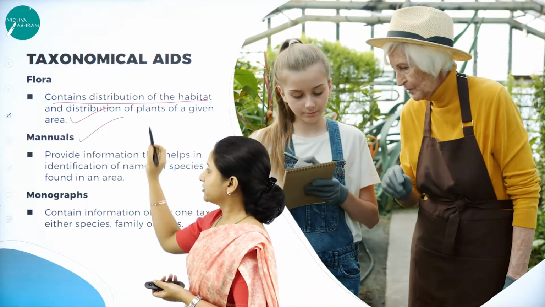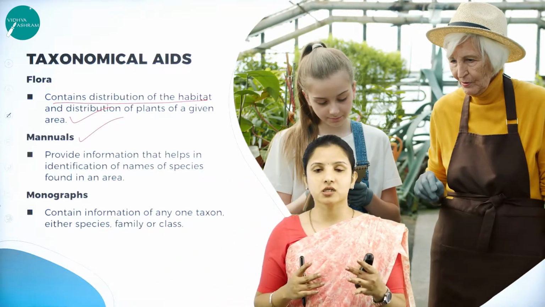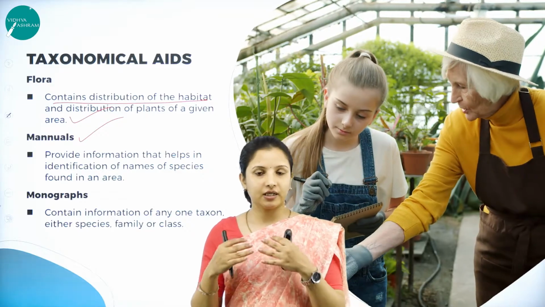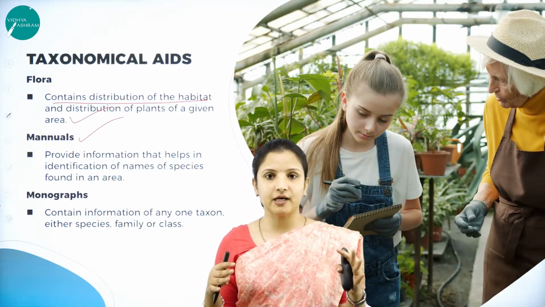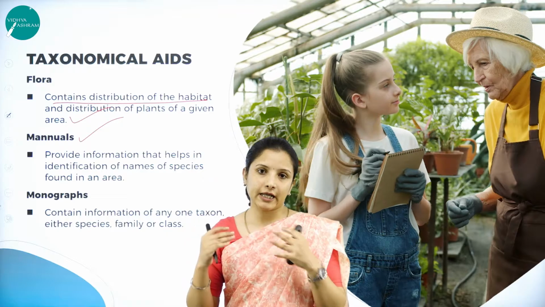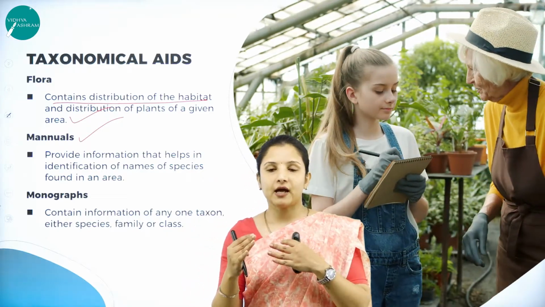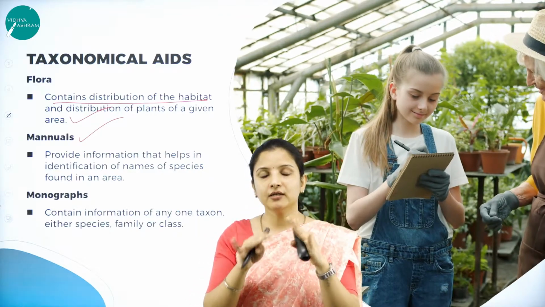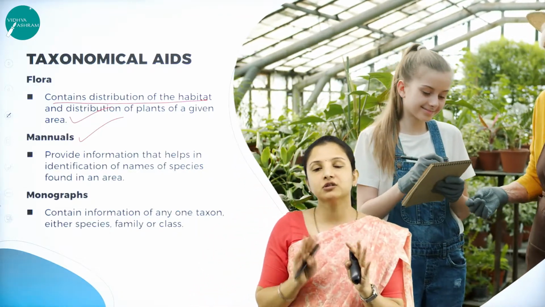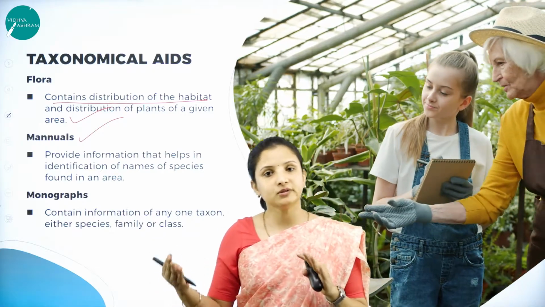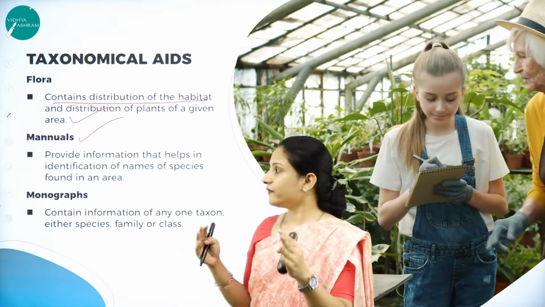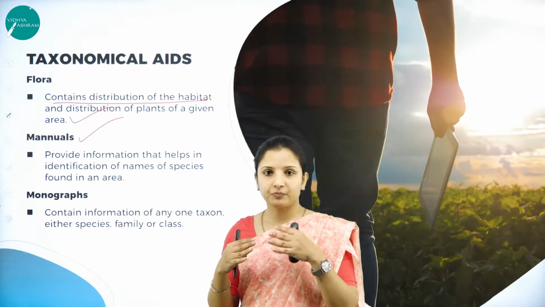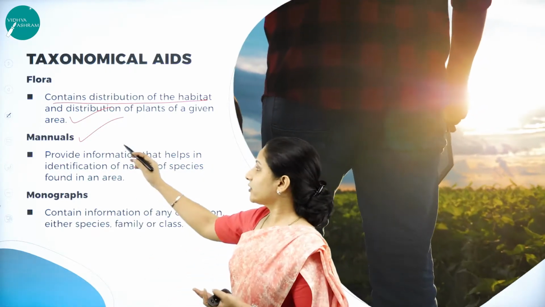Next come the manuals. Manuals provide information that helps us to identify and name the species in a particular area. Madras is vast, so in Madras, or in South India, you have different areas. In each area, one particular plant grows, and it is not compulsory that it should be found somewhere in another area as well. So if you want to find information and identify the names of plants in one particular area, then you can refer to the manual.